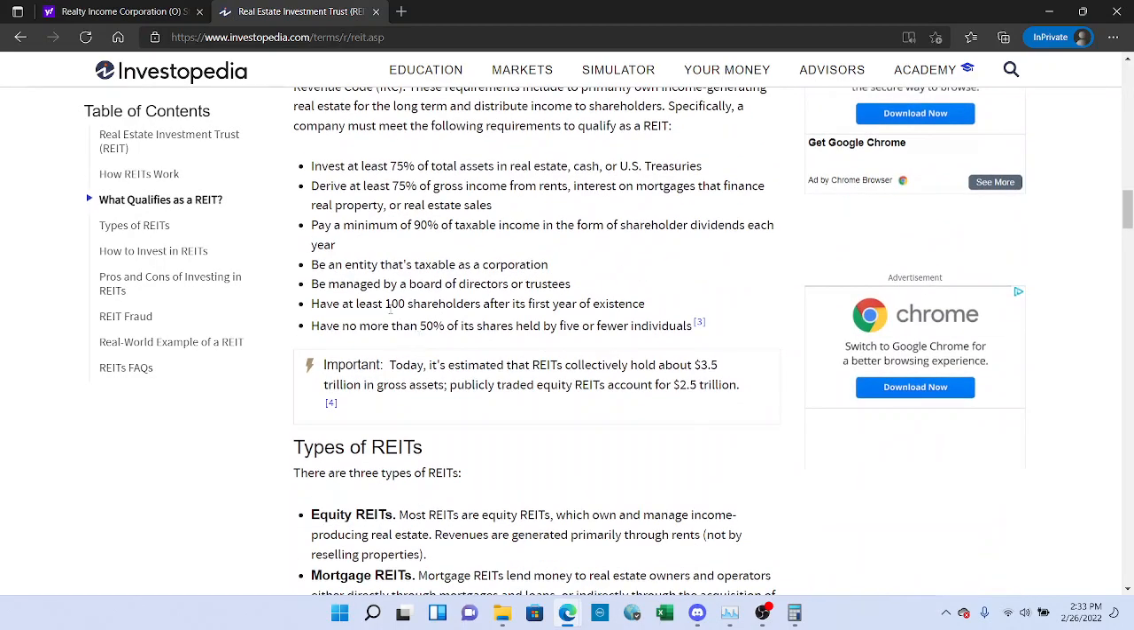So what are the properties of a REIT? I'm going to scroll down here. We see that they need to invest at least 75% of their total assets in real estate, cash, or US Treasuries. They derive at least 75% of gross income from rents, interest, or mortgages that finance real property or real estate sales. And this is the big one. They pay a minimum of 90% of taxable income in the form of shareholder dividends each year.